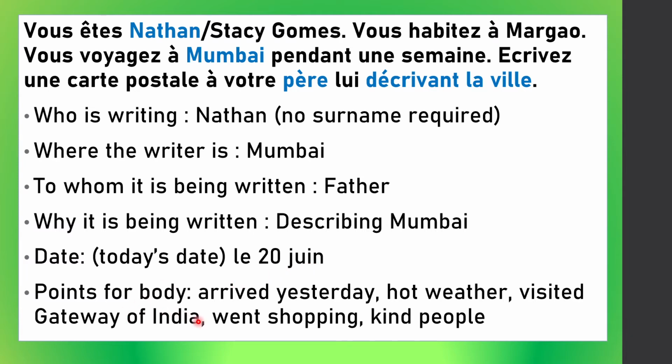Now points for the body, keep it as simple as possible. This is a type of letter where you have to describe something. Here it's describing a place. So simple points: arrived yesterday, hot weather, visited Gateway of India, went shopping, people are kind. You can say these things. If you're talking about any place, you can talk about the weather, talk about the people, and you can go shopping in any place, right? So you can take that as a guaranteed point if you're talking about a place.